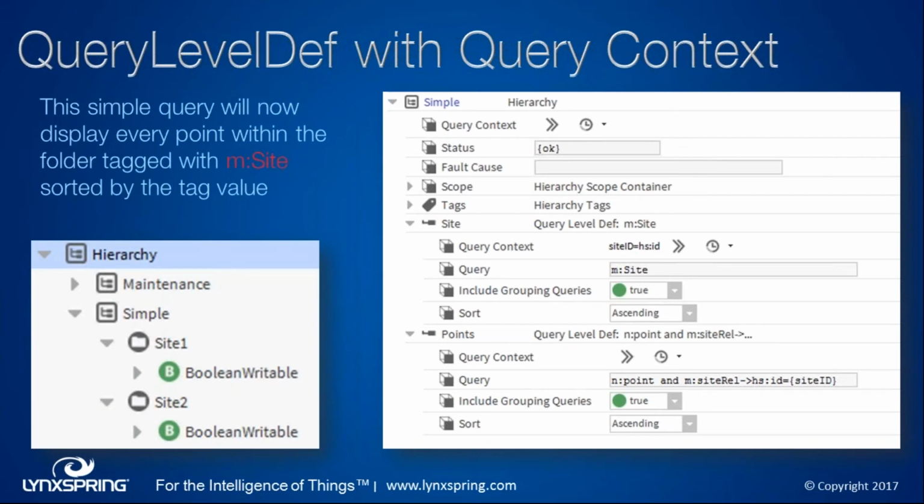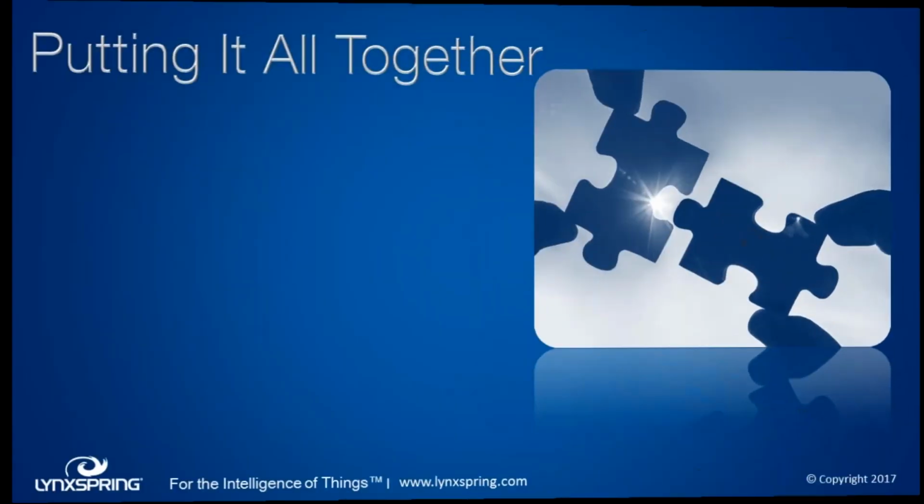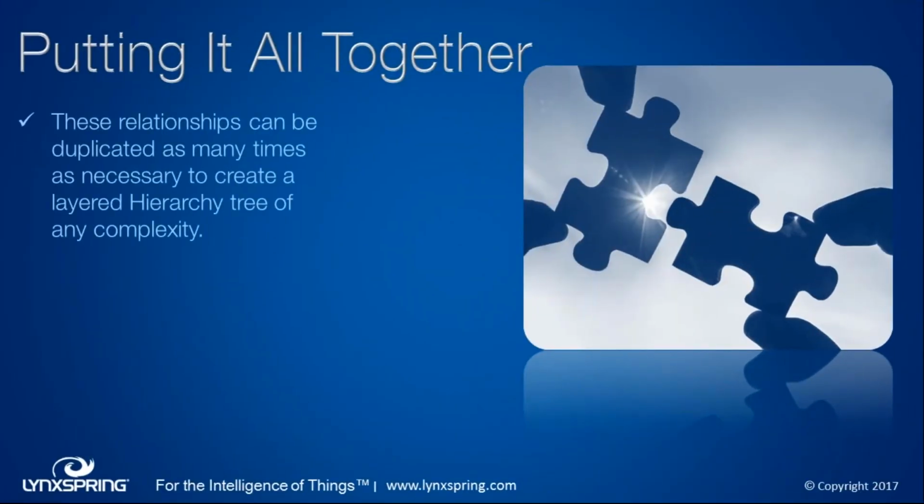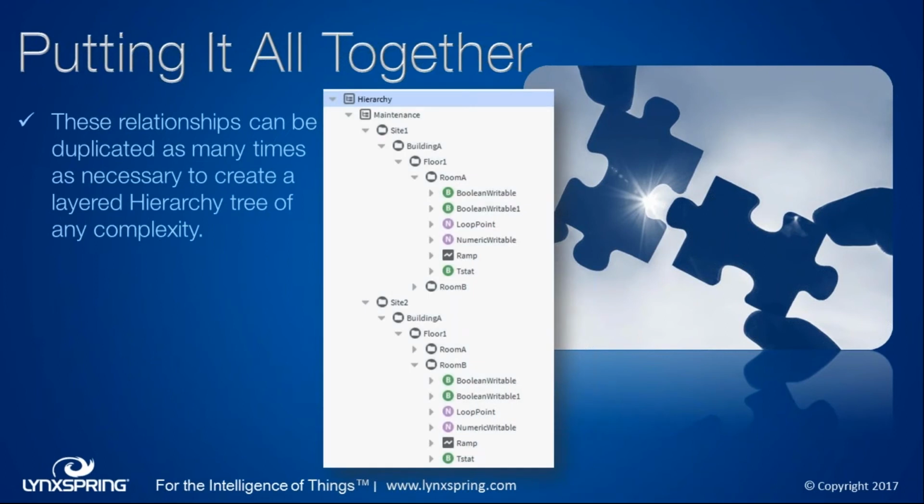So we do our query, we go ahead and run that. What that's going to bring up, if you look under where I have my simple hierarchy there, is it is going to bring up the site, because that was what my initial query level def had. And then it's going to bring up any points underneath that site. So you notice I no longer have that one folder that has each of the same type of point listed with no other structure.